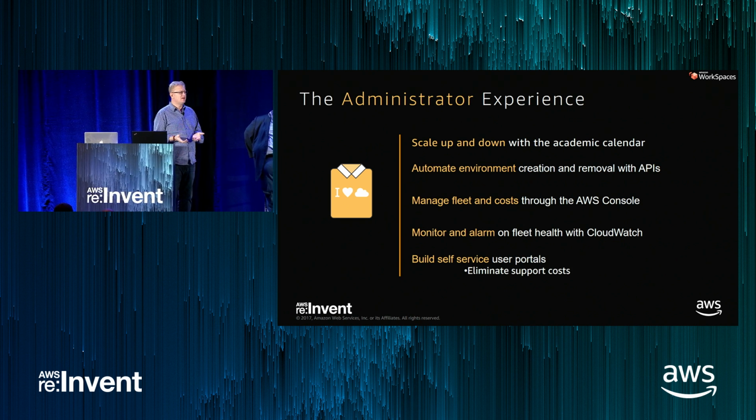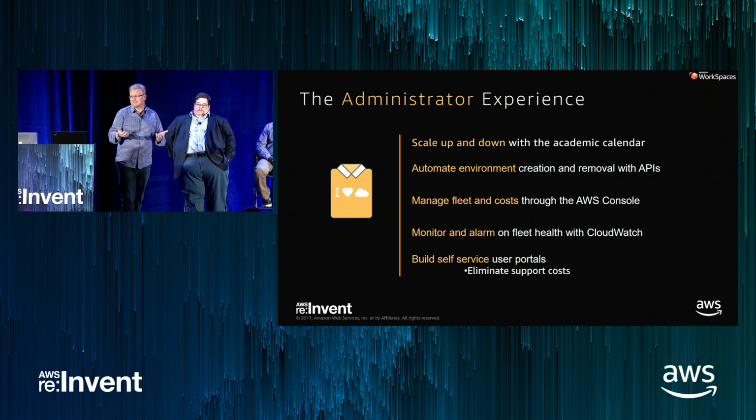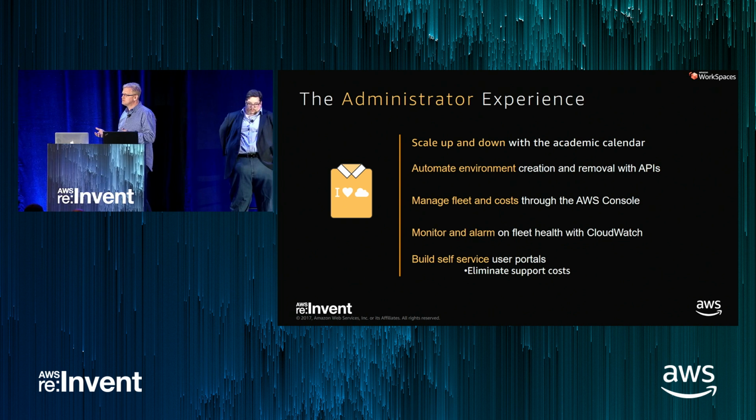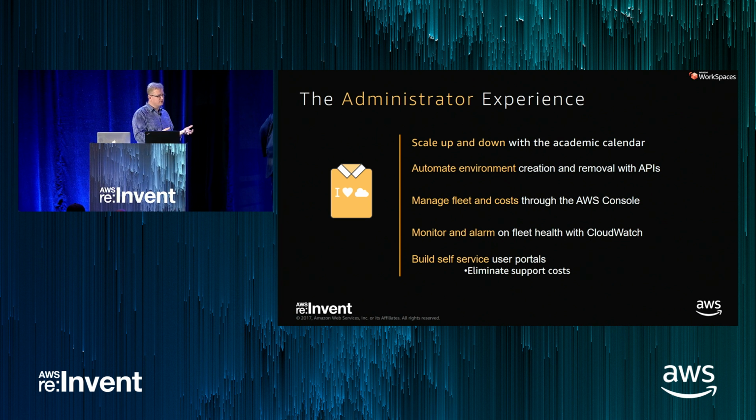So use the APIs to just spin up new workspaces or spin up new AppStream environments as needed when you see the need. So you can take out the need for a lot of manual setup of whether it's physical labs or even virtual environments. And then, of course, managing fleet and costs through the AWS console.